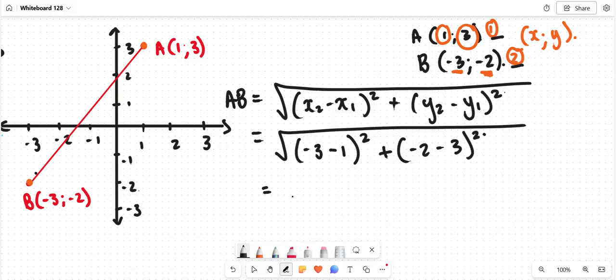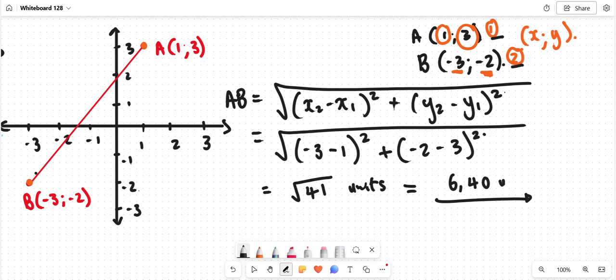And the value that you should be getting is the square root of 41. If you want to leave it like that, you could leave it like that. Or if your examiner wants it in 2 decimal places, then that distance would actually be 6.40 units. So this is a distance. You do need to indicate the units of that distance.